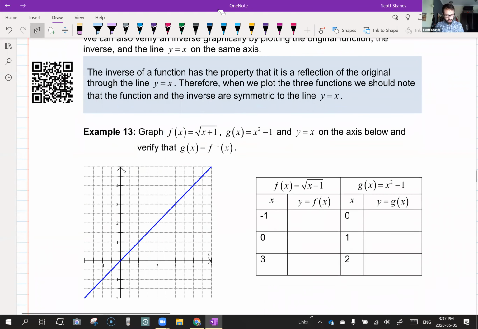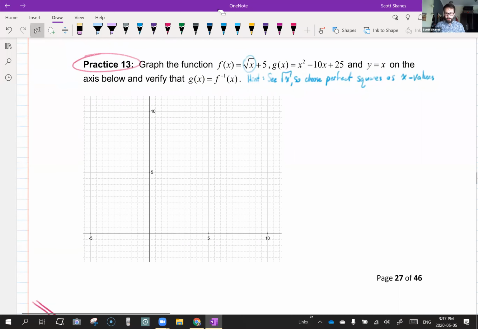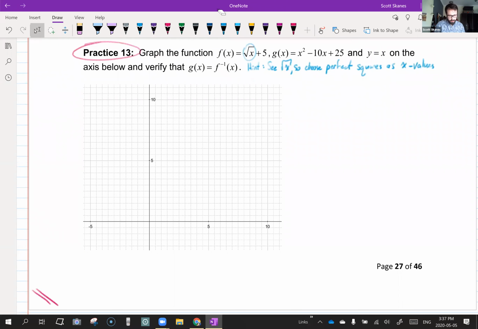Example 13 was already done. Practice 13 here, I'm going to quickly do. So it says, graph the function f of x and g of x and y of x on the axis below, and verify that they're inverses. Okay. I'm actually going to cheat a little bit and show you on Desmos, because I want you to get the idea.